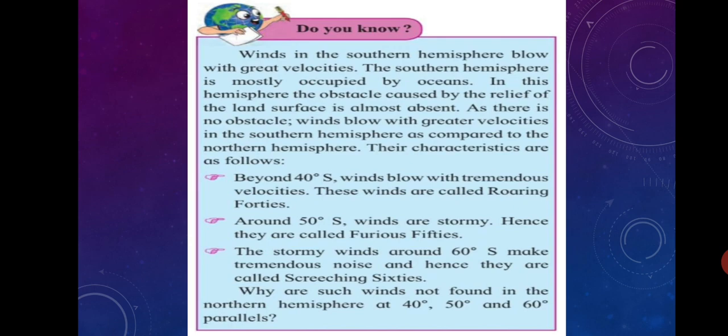Great velocities means great force, great speed. Why? Because there is no obstacle. Mostly the area is covered by water bodies. No obstacles. Whereas in the northern hemisphere, mostly we see continents and land.